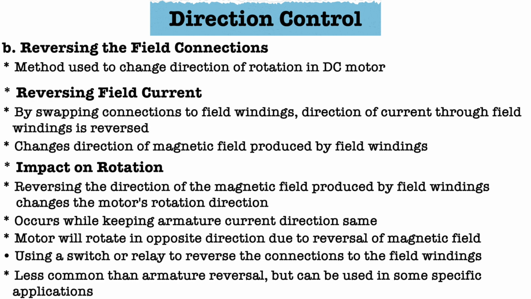We can also reverse the field connections, and by this method we change the direction of rotation of the DC motor, and this can be achieved by using a switch or a relay to reverse the connections to the field windings. They are less common than armature reversal, but can be used in some specific applications.